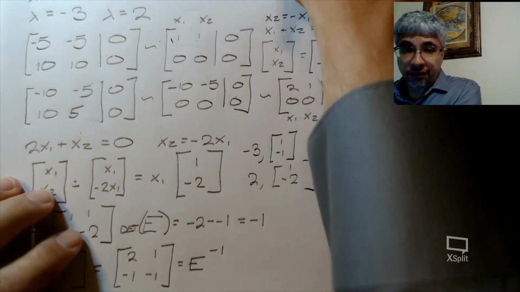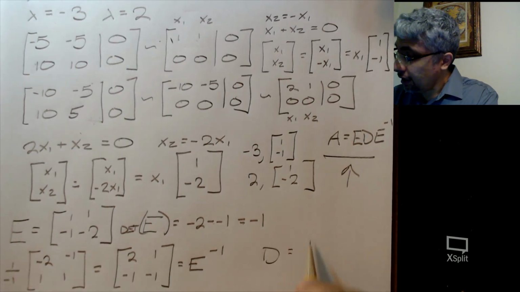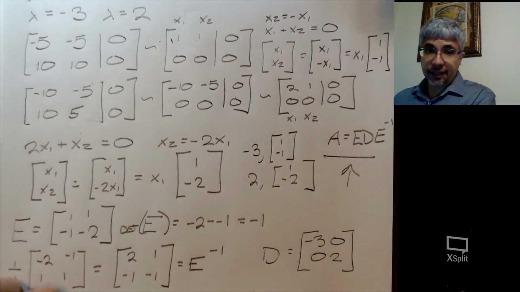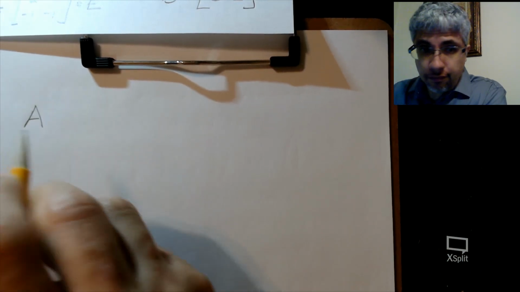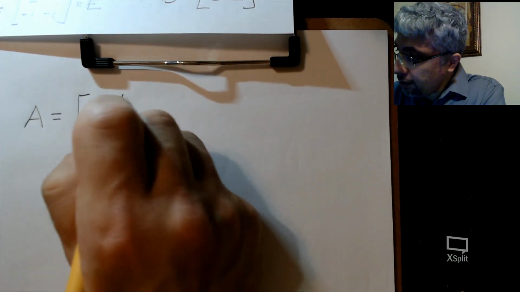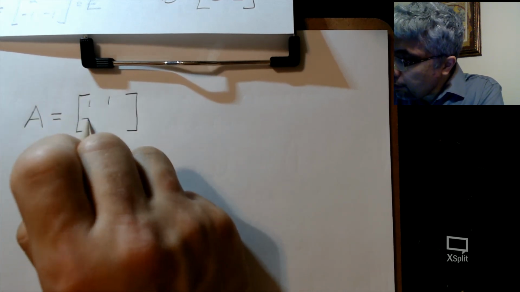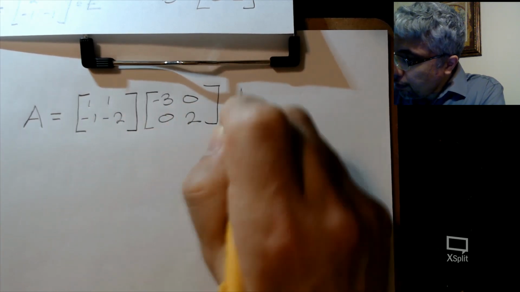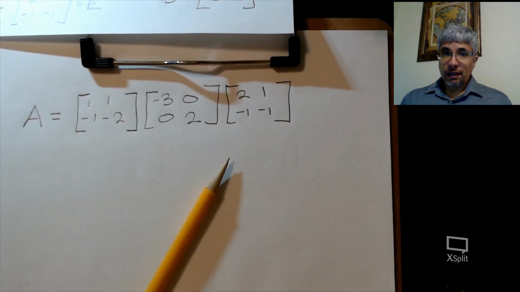So now all I have to do is write this all out. Now D is just my eigenvalues in order along the diagonal. So I get, for my final answer, A is equal to E D E inverse. And I'm done.